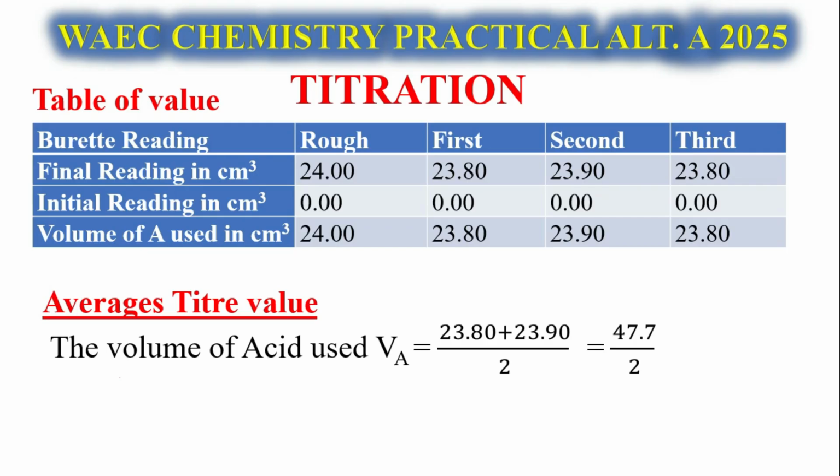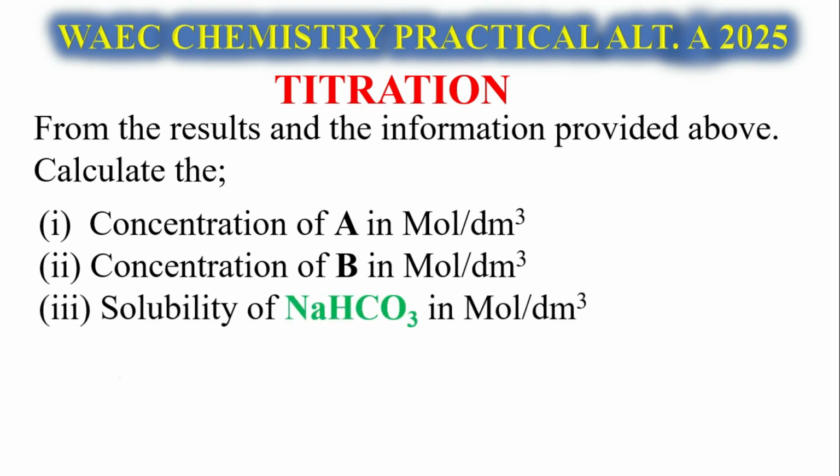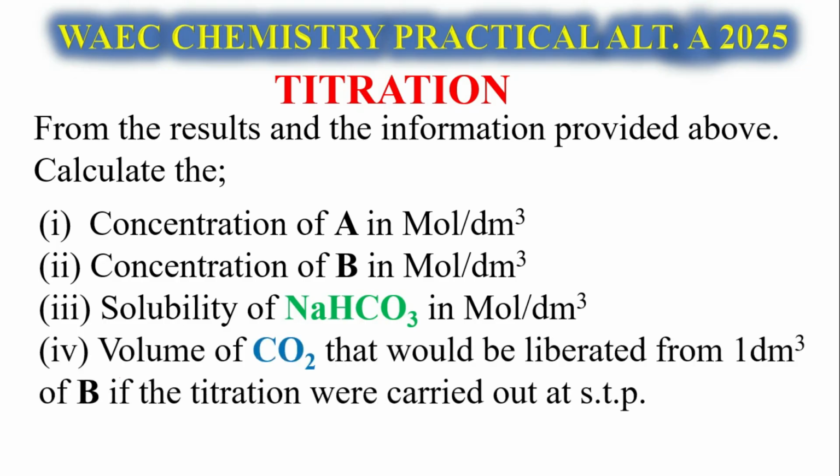Look at our table of values, very neatly arranged. Please make sure you arrange yours on Tuesday so that you can have your full 10 marks. It's free of charge. I used to tell my students this mark is a free of charge mark. So let's look at the expected questions: concentration of A in mole per dm³, concentration of B in mole per dm³, solubility of NaHCO3 in mole per dm³. Do you know how to calculate that? And the volume of carbon dioxide that will be liberated from a balanced chemical equation in 1 dm³ at STP.